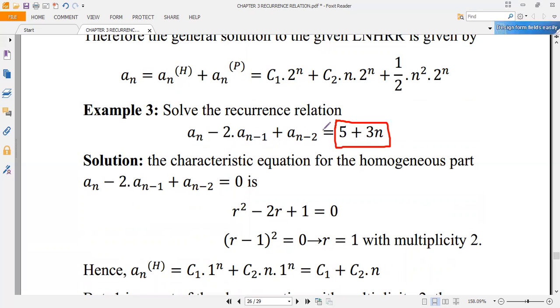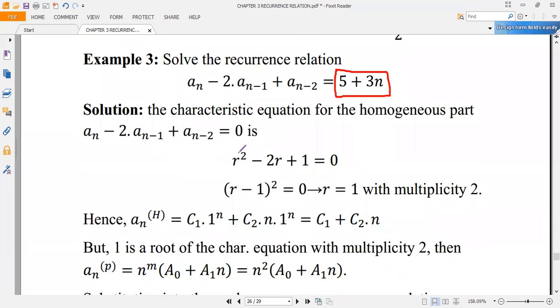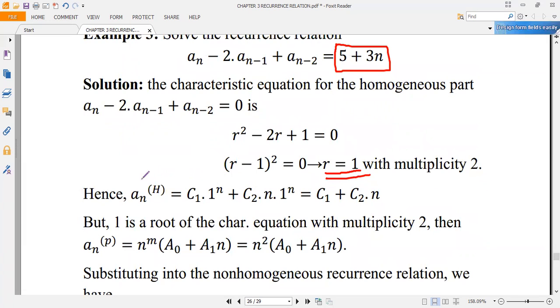So the characteristic equation of the homogeneous part is r squared minus 2r plus 1, which is equal to 0. So factorizing this one, you'll get (r minus 1) the whole squared, which is equal to 0. So r is equal to 1 is the root of the characteristic equation with multiplicity 2. Hence, the solution of the homogeneous part will be this one.